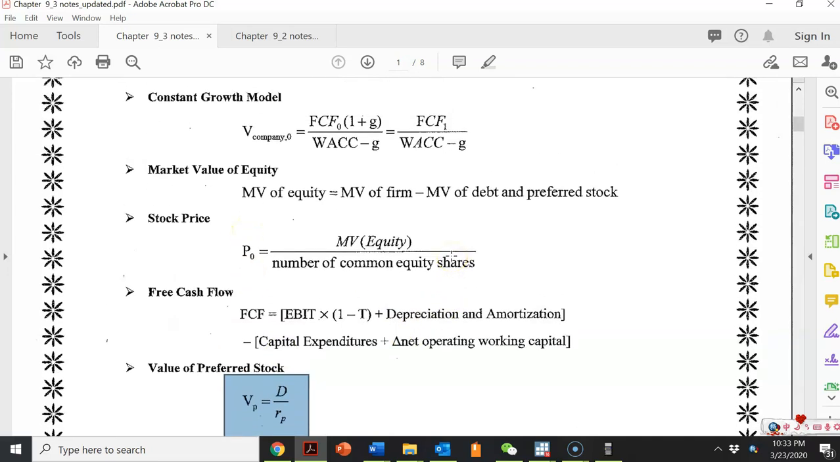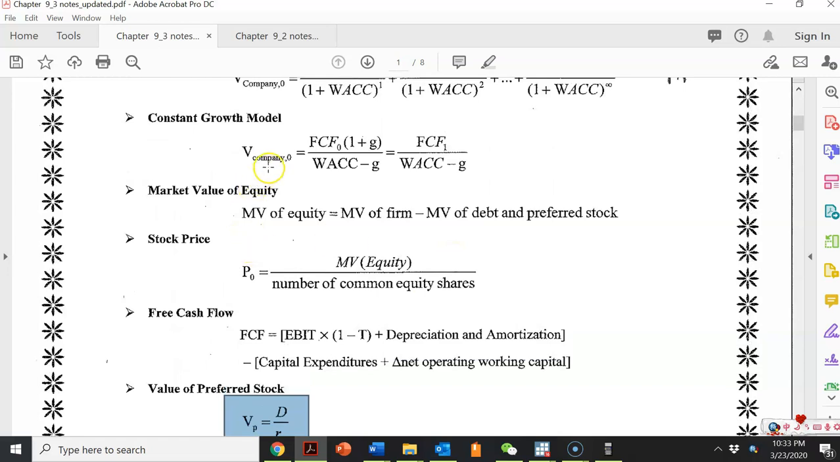In the corporate valuation model, we're actually calculating firm value first, and then getting equity value, and finally getting stock price. So we're working on P0 indirectly here.